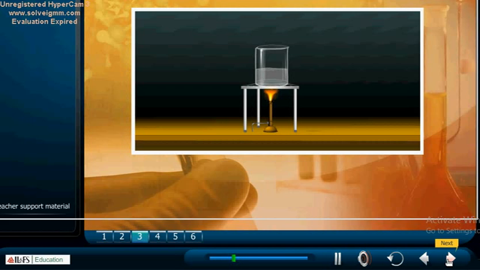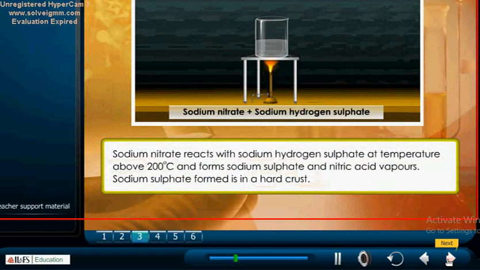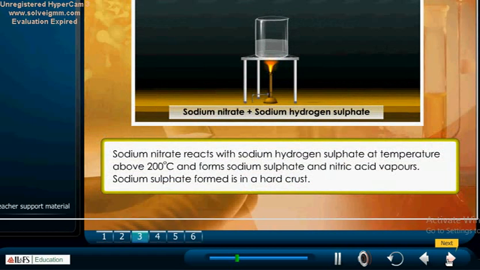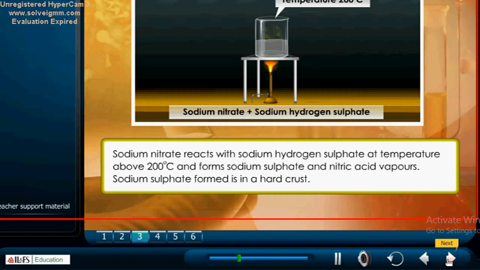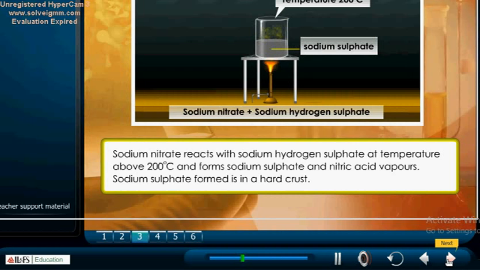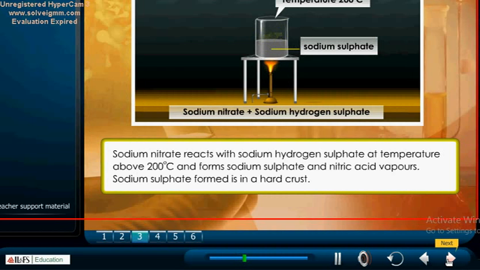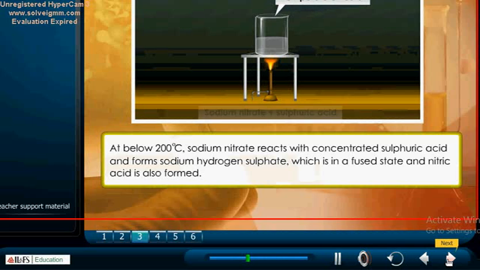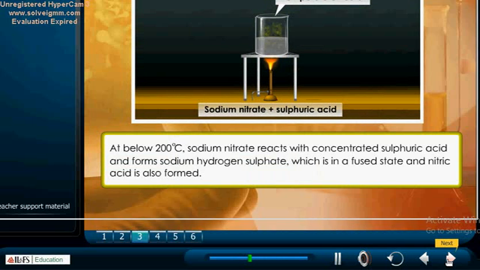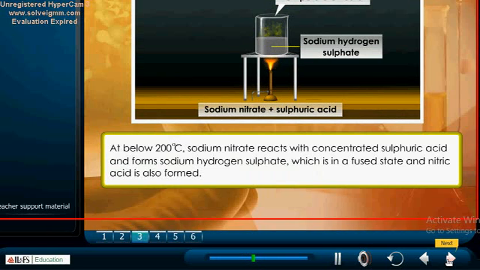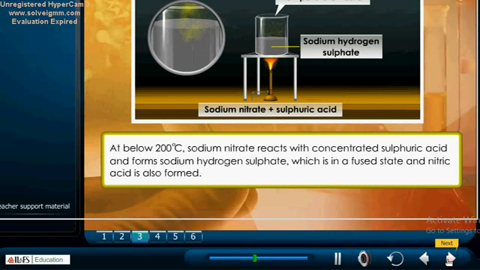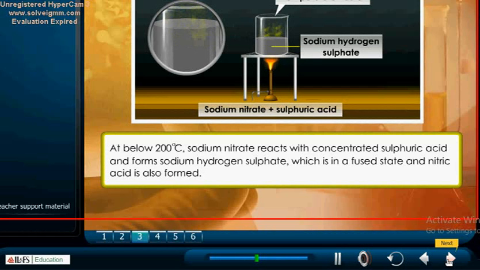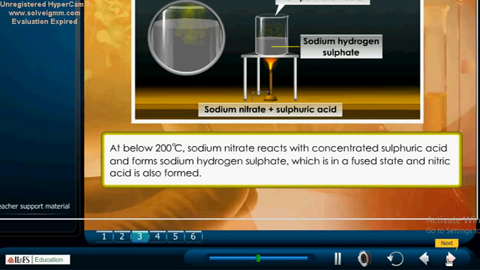Sodium nitrate reacts with sodium hydrogen sulfate at a temperature of about 200 degrees Celsius and forms sodium sulfate and nitric acid vapors. Sodium sulfate formed is in a hard crust. Below 200 degrees Celsius, sodium nitrate reacts with concentrated sulfuric acid and forms sodium hydrogen sulfate, which is in a fused state, and nitric acid is also formed. When we see both the reactions, we get nitric acid.